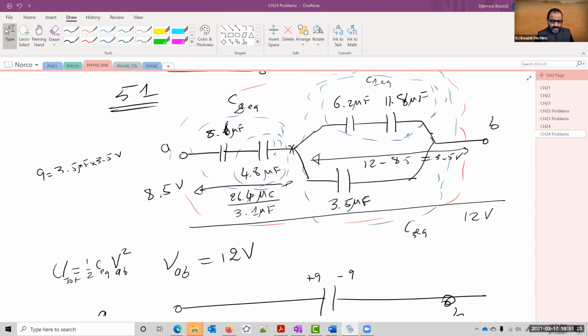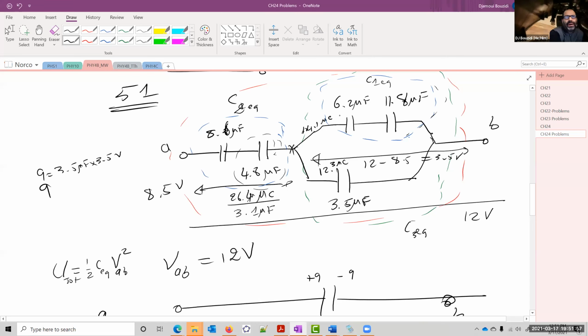So again, 3.5 times 3.5, or 3.5 squared, is going to be 12.25. So this is this charge in here. So it's 12.25 or 12.3 microcoulomb, okay? So if overall is 26.4, then this one must be 14.1 microcoulomb, so that if I add them up, it's 26.4.